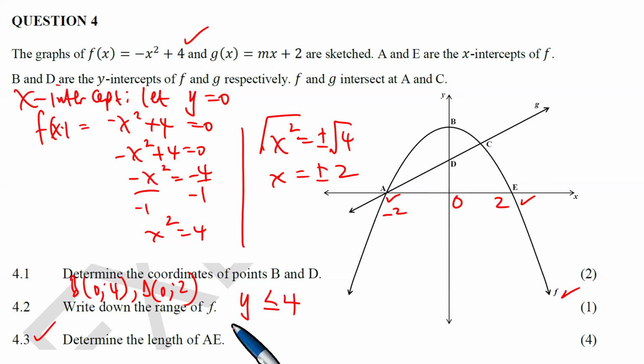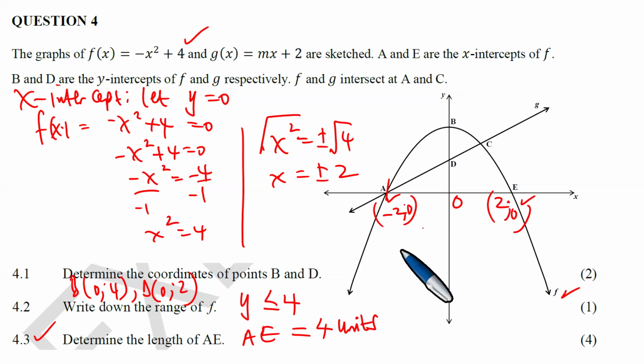What is then the length of AE? What is the distance from A to E? If it's minus 2 here and the other one is 2. What is then the length of AE? It's 4 units. Because now you move from here to there, and it's minus 2 here, but distance is not negative. Distance is always positive. So it's actually 2 units.